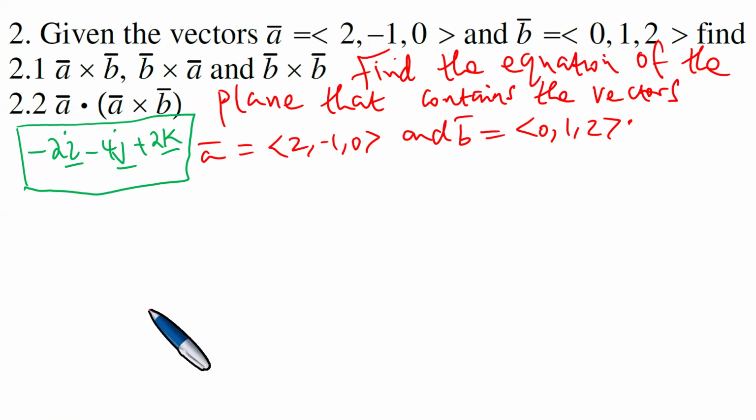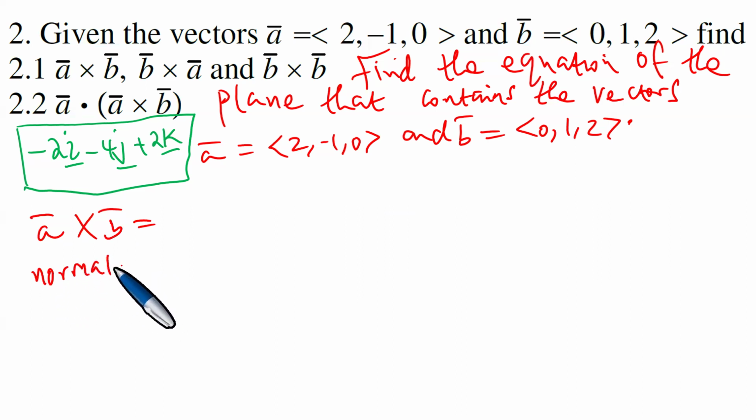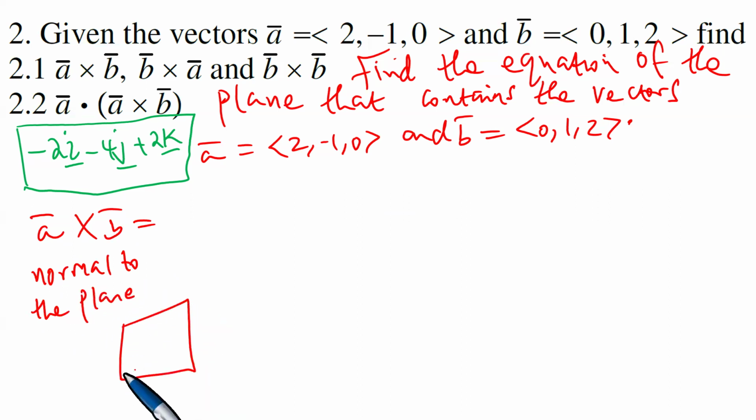So in the end, we want to be able to find the equation of it. To find the equation of the plane that contains the two vectors, you need to note that you need to find a normal to the plane. Given a plane, which is a two-dimensional setup, you can find a normal to the plane, which is a vector perpendicular to the plane.